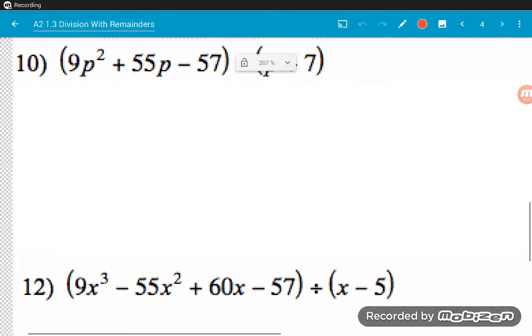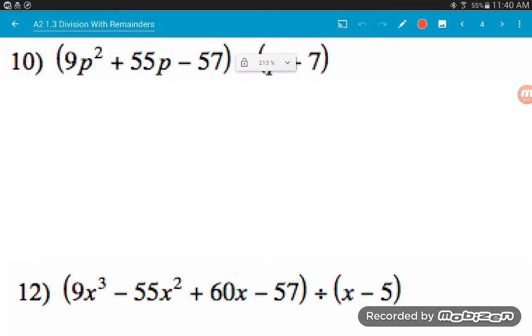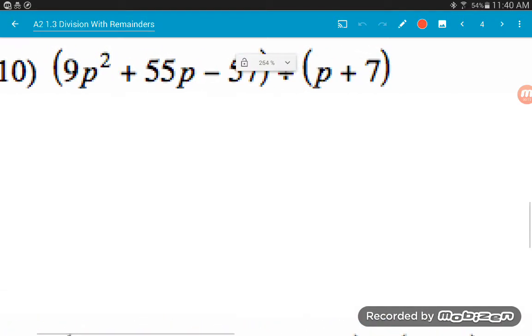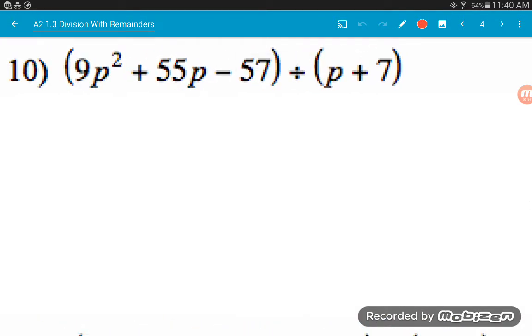Okay, we're going to do a couple questions from today's handout, Lesson 3, Division with Remainders. So I'm going to start off with question number 10. I recommend that if you think you know what you're doing, to just pause the video now and do the question yourself on loose leaf, and then play the video to see if you're right.